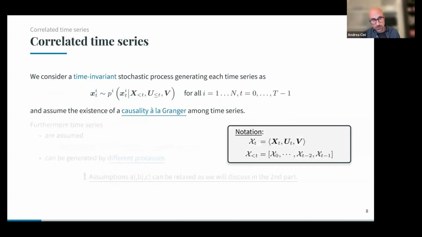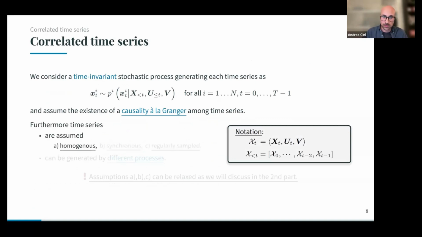So what are correlated time series? Why the correlated in the name? So we assume that data are generated by a time invariant stochastic process, and that there exists a Granger causality among the time series, which means basically that the forecast, the predictions for one specific time series can be made more accurate by taking into account observations at the related time series in the collection.